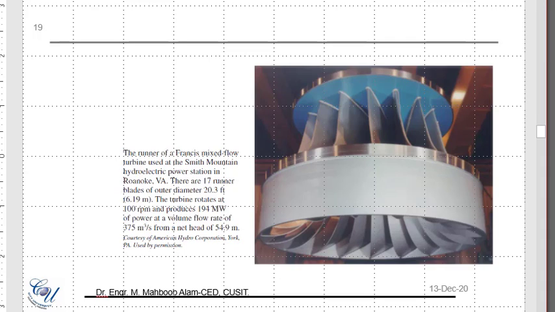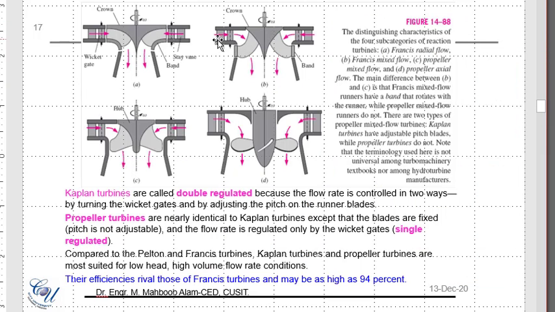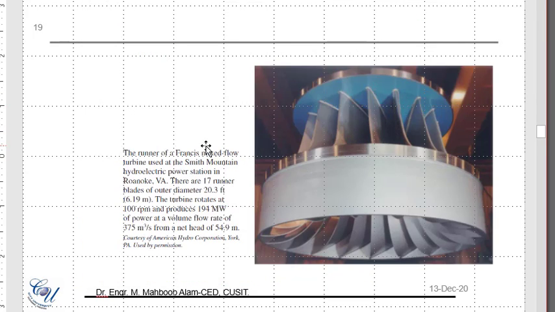This is now the mixed flow turbine. You see, we said earlier that we have this mixed flow turbine. So this one, where the water is entering in here and it is turned to a certain degree, but this degree is not axial, it is not radial, it is somewhere in between. And that is basically this kind of structure. So the water is entering into this and then it is transformed in this direction, and this is then basically the runner blades on the lower side. Again, these are almost 17 runner blades with a particular diameter, 100 revolutions per minute, and 194 megawatts of power is produced with a volumetric flow rate of 375 cubic meters per second.